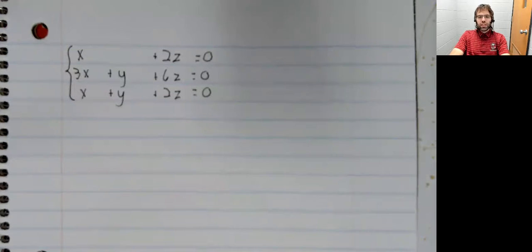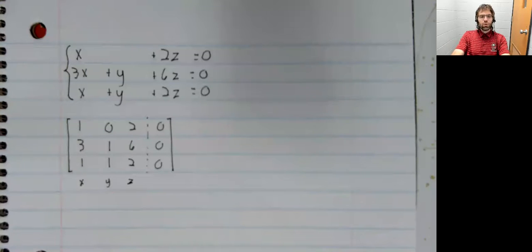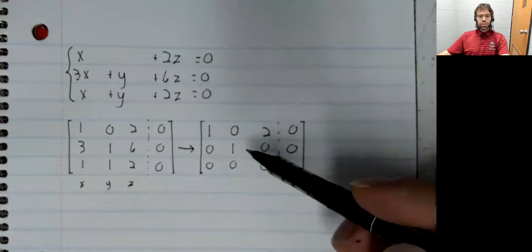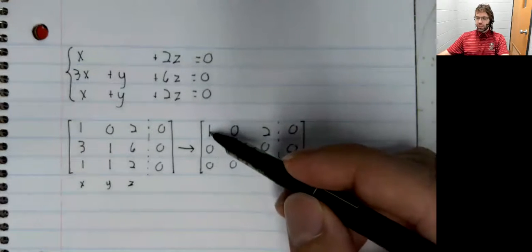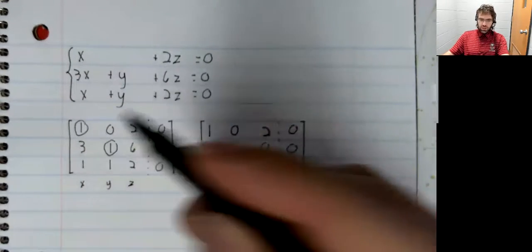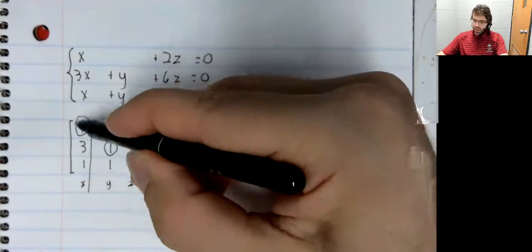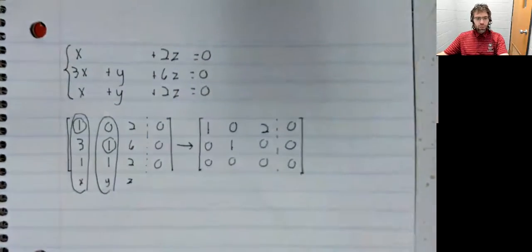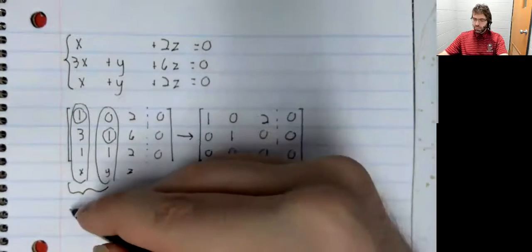And just because it's homogeneous, we don't have any special solution techniques. We'll write down the augmented matrix, and we'll perform Gauss-Jordan elimination on it. And this is what we get. Now the leading entries of this matrix are here and here. So the pivot positions are there, and x corresponds to a pivot column, and y corresponds to a pivot column.